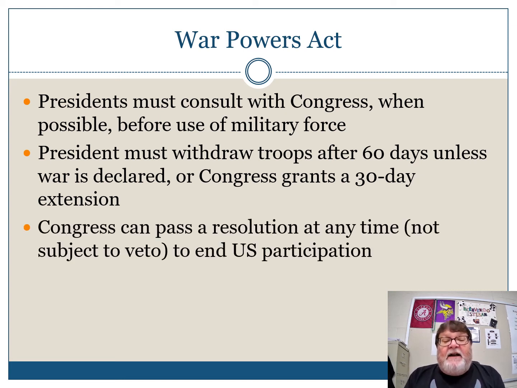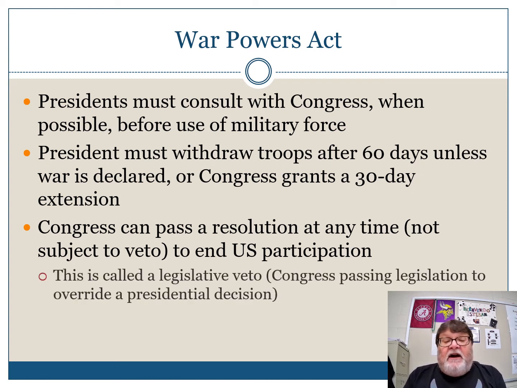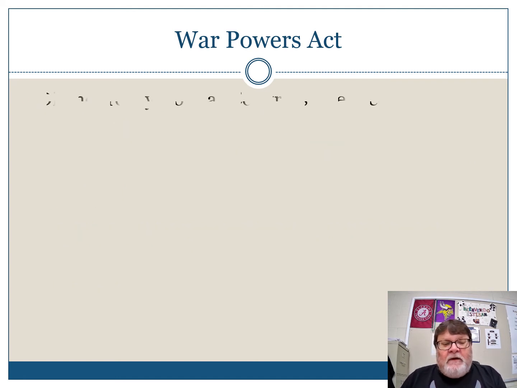Congress can pass a resolution at any time that's not subject to veto to end U.S. participation. That is called a legislative veto, which is Congress passing legislation to override a presidential decision. That's specifically in the War Powers Act. So that's something that can happen, though it doesn't necessarily happen all the time.